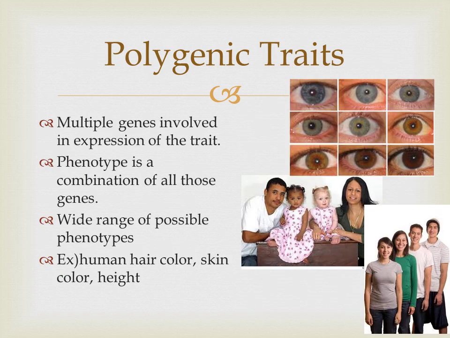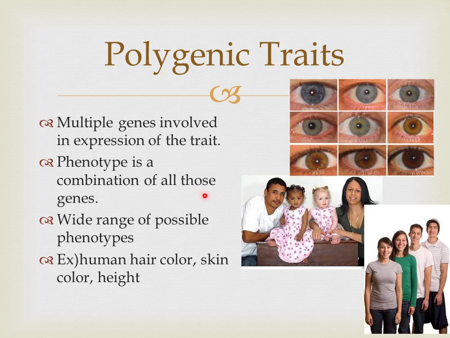Third example of a dominance that's not quite as straightforward as just the complete dominance that we started out with is this thing called polygenic traits. Polygenic traits, if you break down the word polygenic, poly means many, genic meaning gene. There's many genes involved in the expression of a polygenic trait. So it's not so simple as just saying if you cross this with this, this is what you're going to get, because the phenotype is actually a combination of all of those traits, all of those genes.